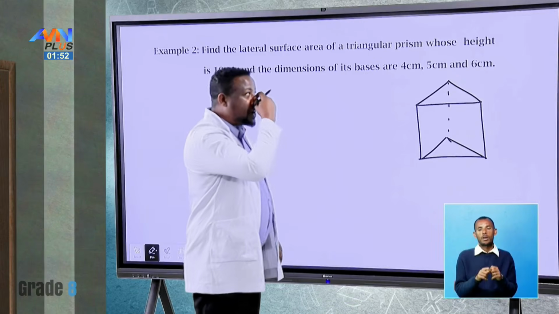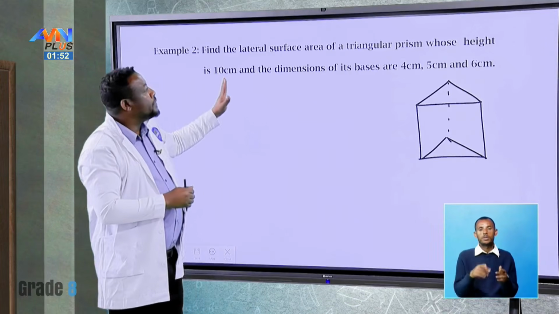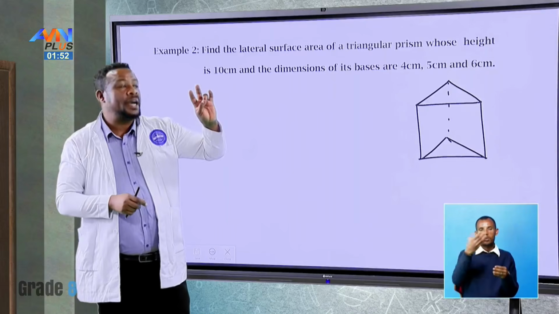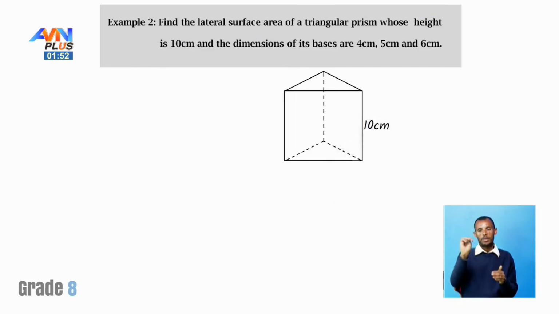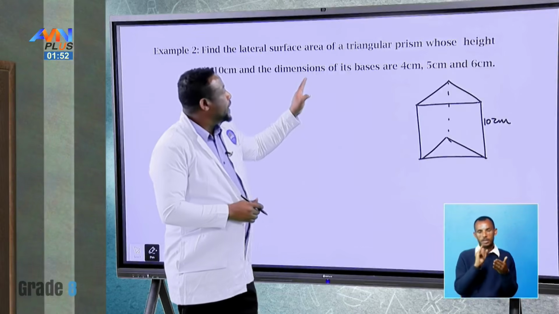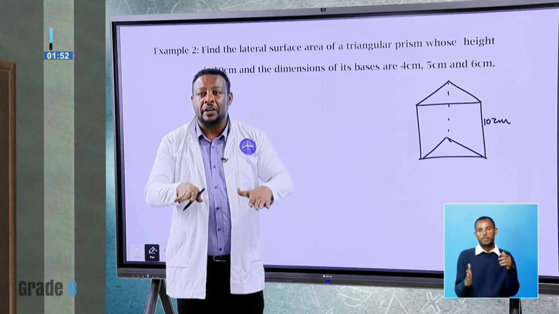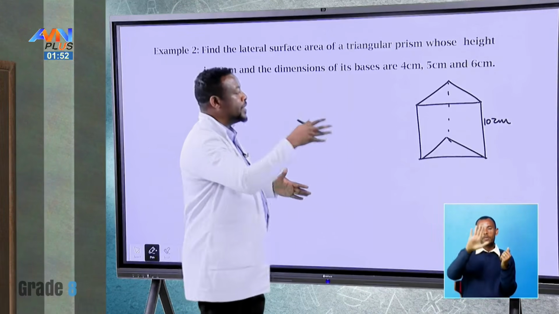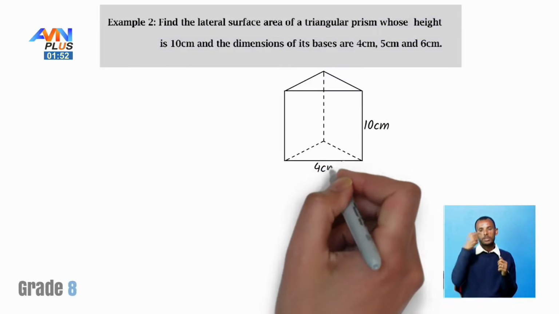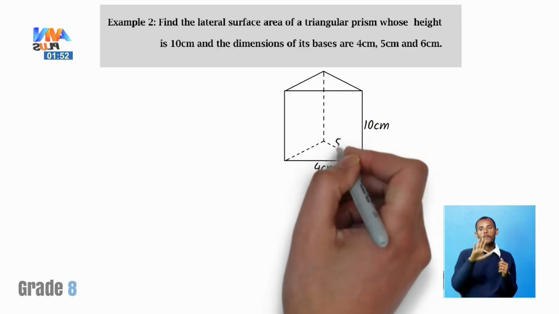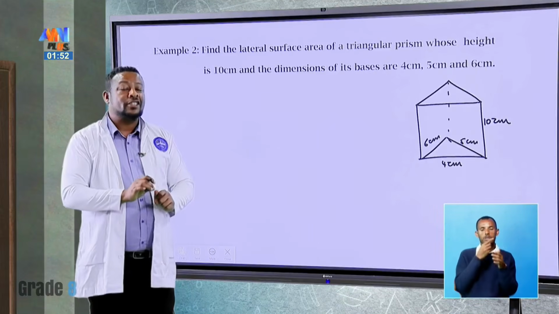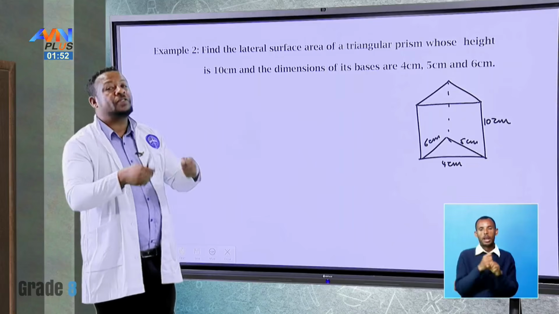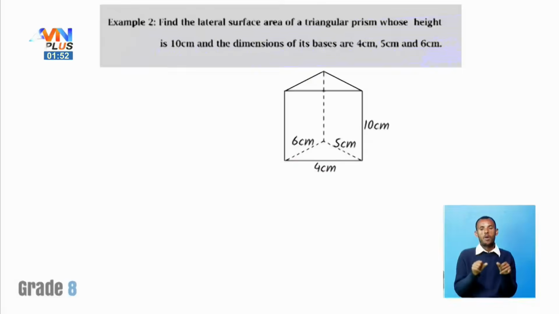In this triangular prism, the height is given, which is 10 centimeter. The other thing given is the dimensions of the bases, 4, 5, 6. You can say this is 4 centimeter, this is 5 centimeter, and this is 6 centimeter. Based on this information, we are asked to calculate the lateral surface area of the given prism.